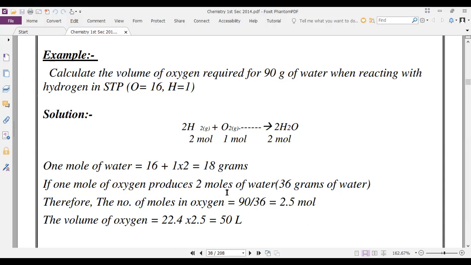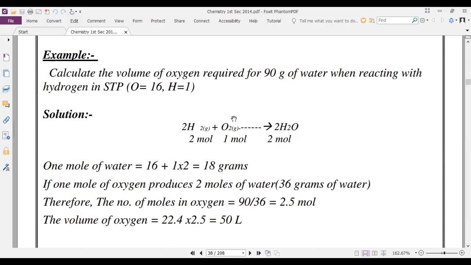Yes. So first, we must write the main equation. Calculate the volume of oxygen gas required for 90 gram of water reacting with hydrogen. So the equation will be hydrogen plus oxygen producing water: 2H2 plus O2 producing 2H2O. You must make the right balance, because if you don't understand how to balance, it will be a mistake. 2 moles of hydrogen plus 1 mole of oxygen producing 2 moles of water.